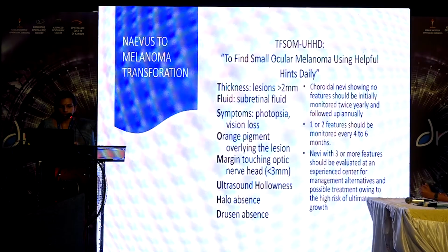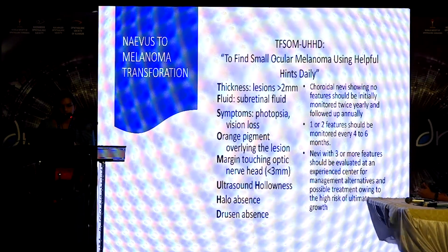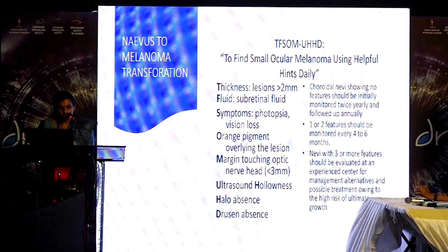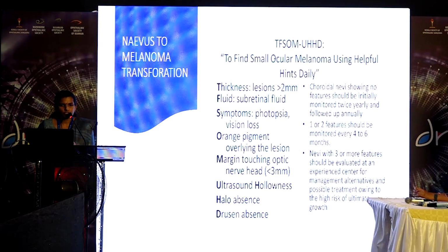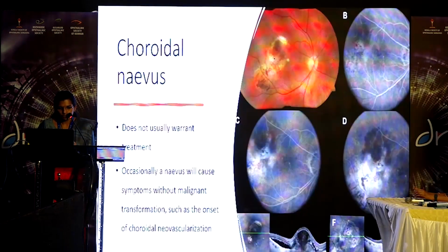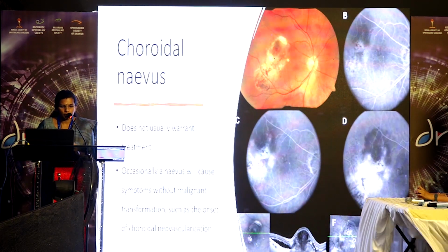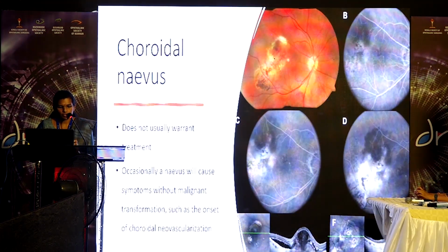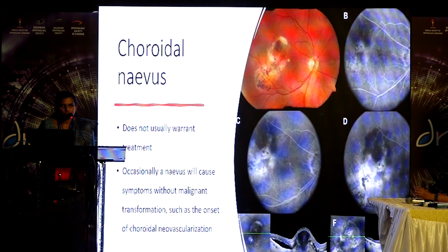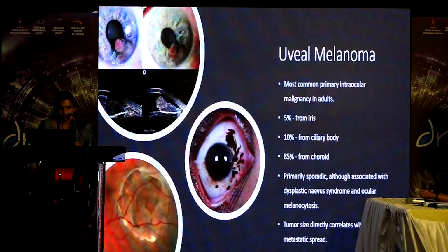If none of these signs are present, then we can safely follow up the patient annually. And if one or two features are positive, we have to see the patient every 4 to 6 months. And if three or more signs are positive, then the patient has to be evaluated in an experienced center for further management. Usually choroidal nevus doesn't warrant any treatment, but occasionally the nevus can present with symptoms even without malignant transformation, with the presence of choroidal neovascularization. In such cases, patients need intravitreal anti-VEGF injection.